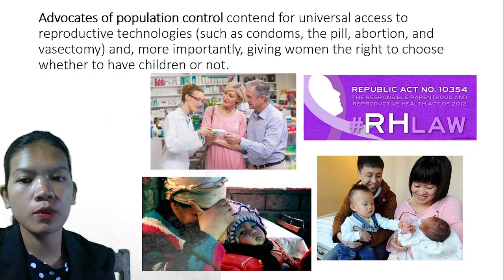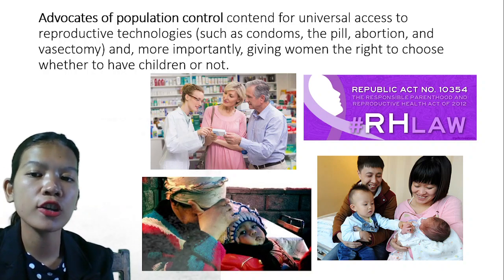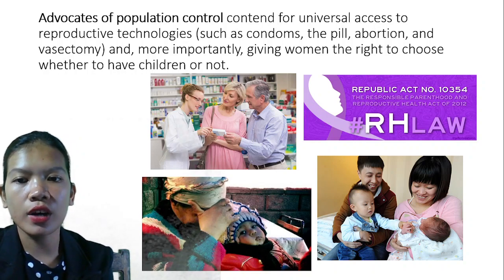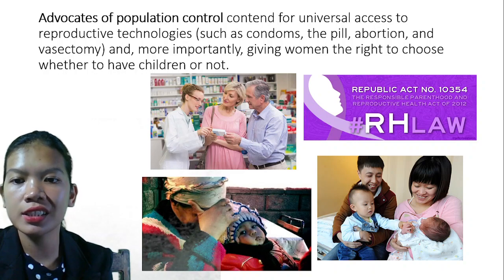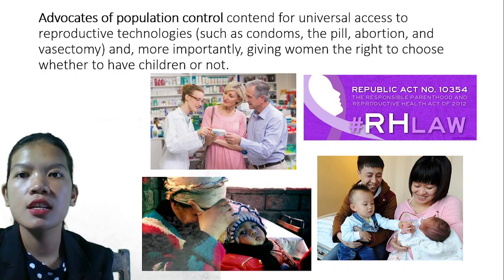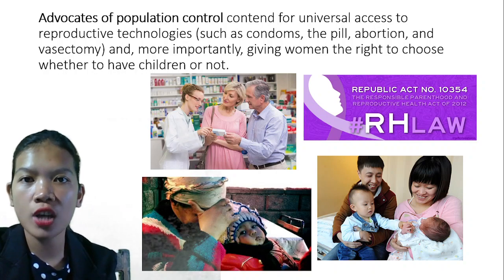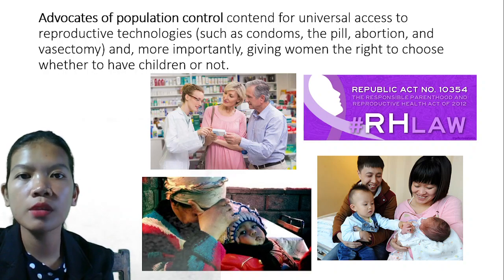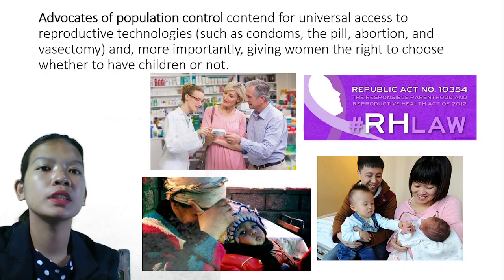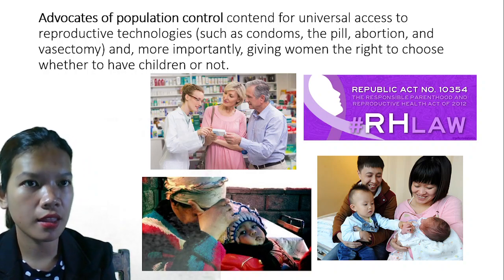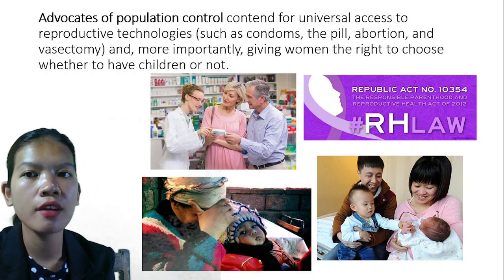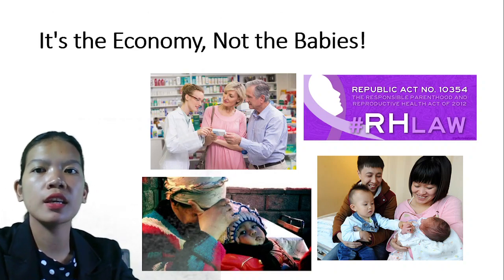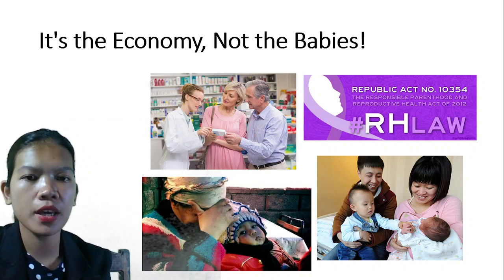So this worry is likewise at the core of the economists' argument for the promotion of reproductive health. Advocates of population control argue for universal access to reproductive technologies such as condoms, the pill, abortion, and vasectomy, and more importantly, giving women the right to choose whether to have children or not. So is it the economy? It is the economy, not the babies.